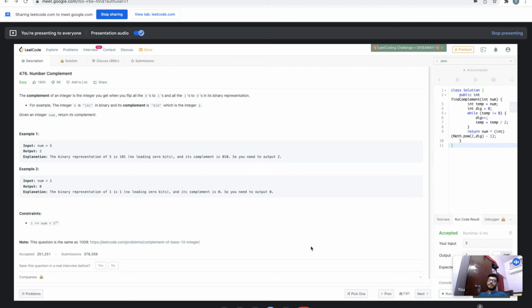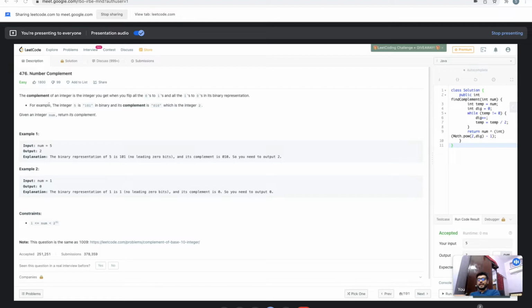Back to HellGeekArena, and today we are back with another very interesting problem on Leetcode, which is the number complement. This problem has been tagged as an easy problem, and I do agree with it, because it has a very simple solution.